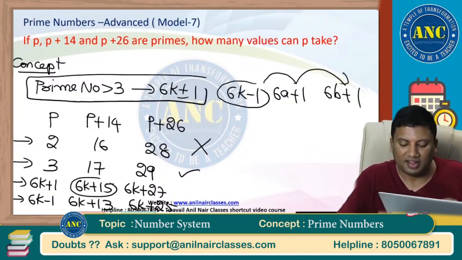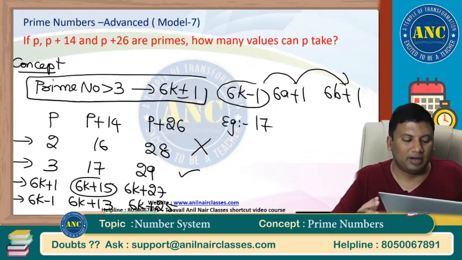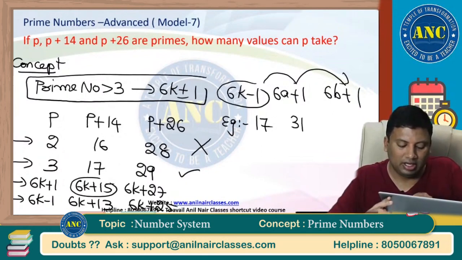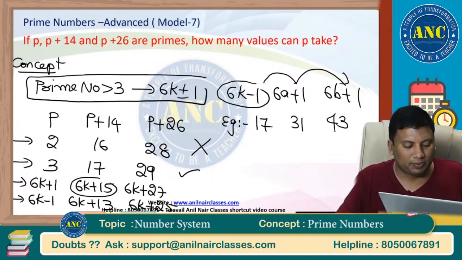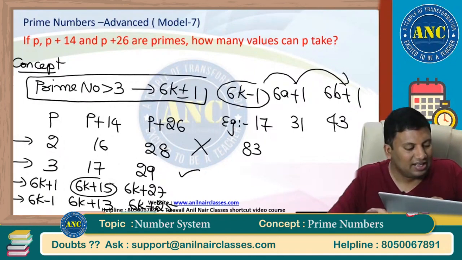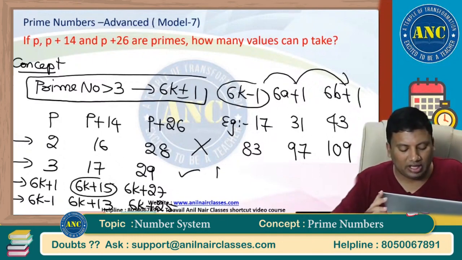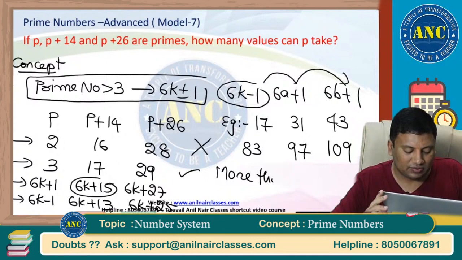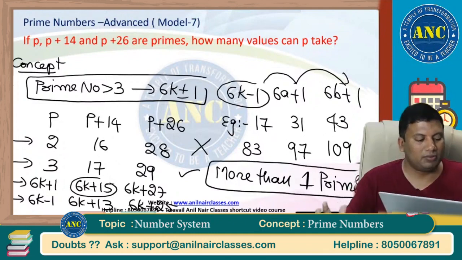For example, 17 is 6 into 3 minus 1. 17 plus 14 is 31, and 17 plus 26 is 43. It is possible. If it is 83, which is 6 into 14 minus 1, 83 plus 14 is 97, and 83 plus 26 is 109. There exists more than one prime number which will satisfy this triplet. This is the most repeated type in prime numbers, sir. Model number 7: more than one prime number possible.